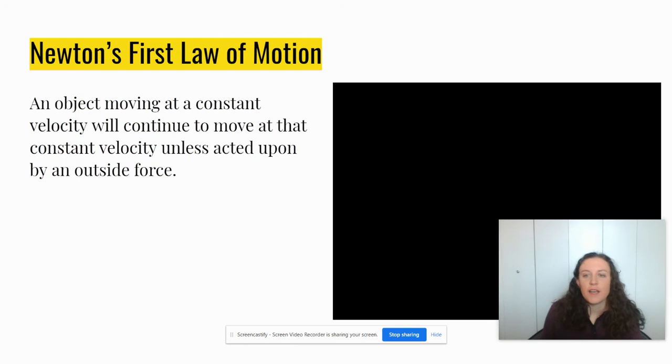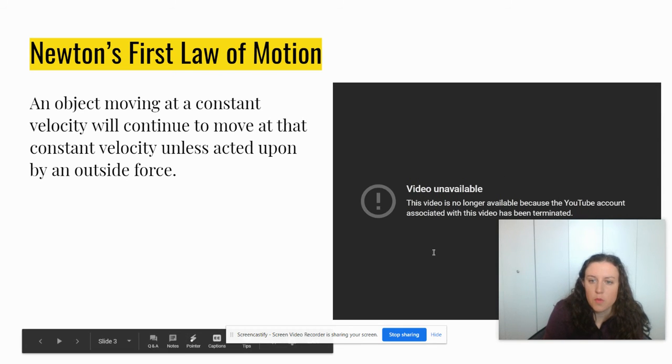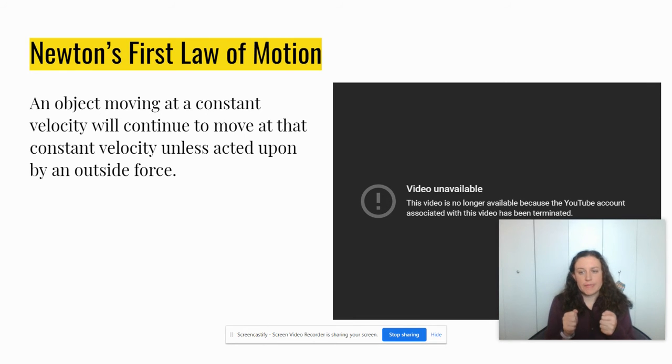Now, Newton's first law of motion. It looks like this video just decided not to work, okay? But an object moving at constant velocity will continue to move at that constant velocity unless acted upon by an outside force. Let's try it anyway. Nope. Well, it was a fun video, but remember the demo I did with the pop bottle, the ring, and something on top of the ring: you remove the ring, and it falls straight through. That's because there's no force acting on the object, so it'll just fall straight down because of gravity.